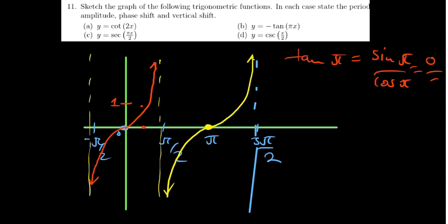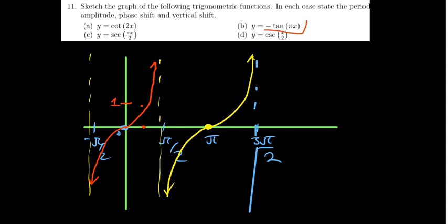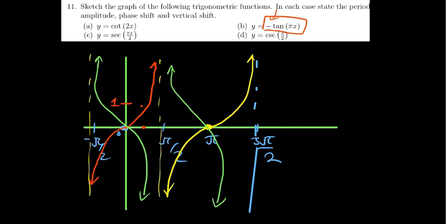So I can actually start by answering the second part of the question. The second one says we need to sketch negative tan. The first thing that you need to notice is the negative part. That negative sign is changing the way the graph is behaving. So it will instead start from there and come like this, again like that. So it's like a reflection.